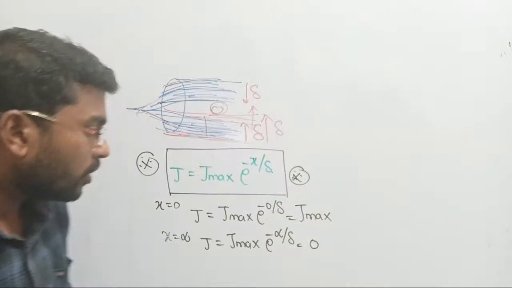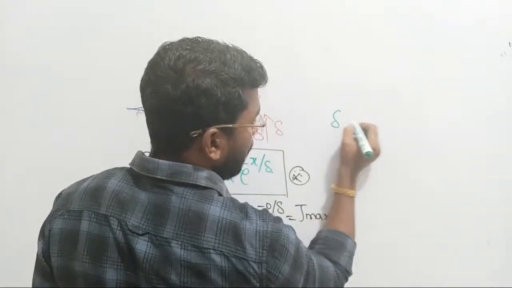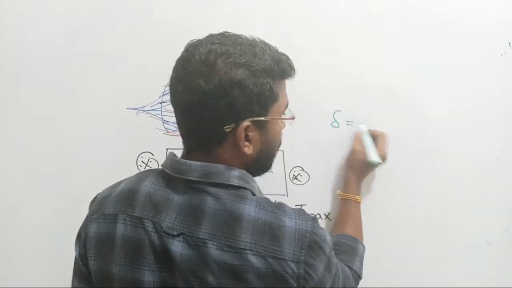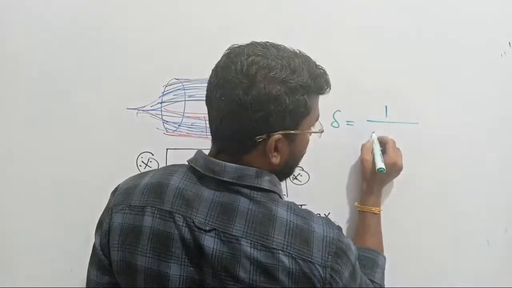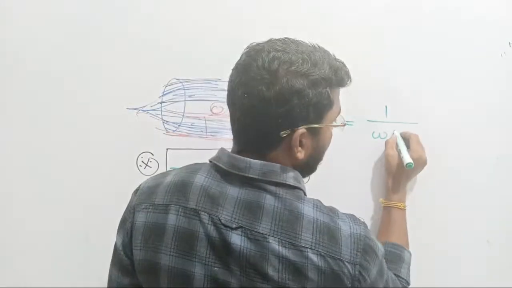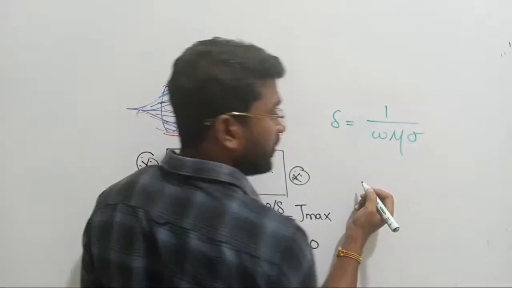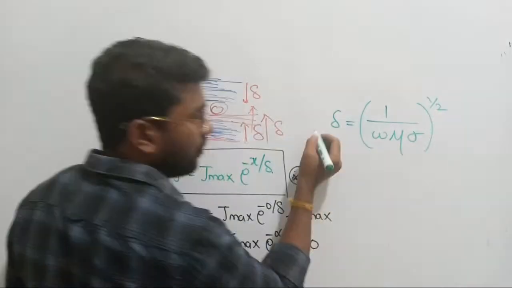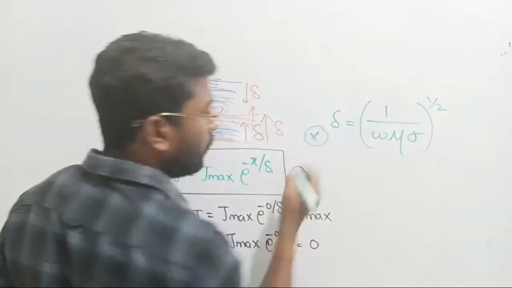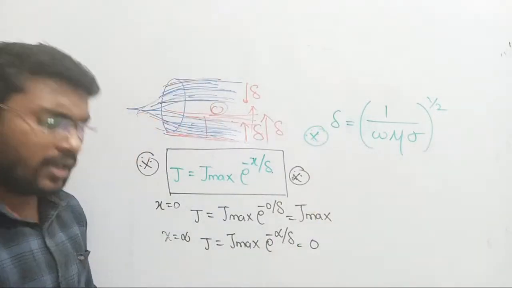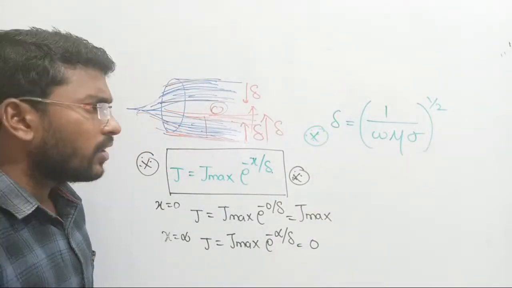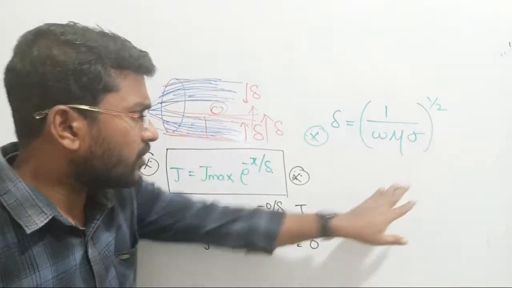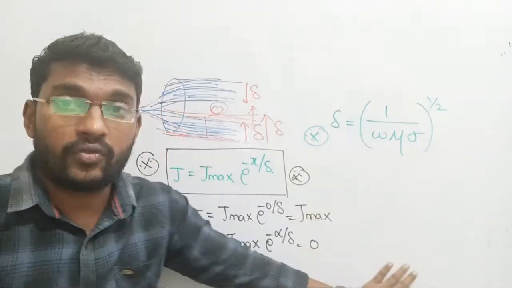Now this skin depth, delta, can be defined directly as 1 upon the square root of omega, frequency, mu, relative permeability, and sigma, the conductivity of the material, all kept under root. That is the direct formula we standardly use to obtain the skin depth for our transmission line. Do remember this. With the help of these two formulas, we are defining the skin effect.